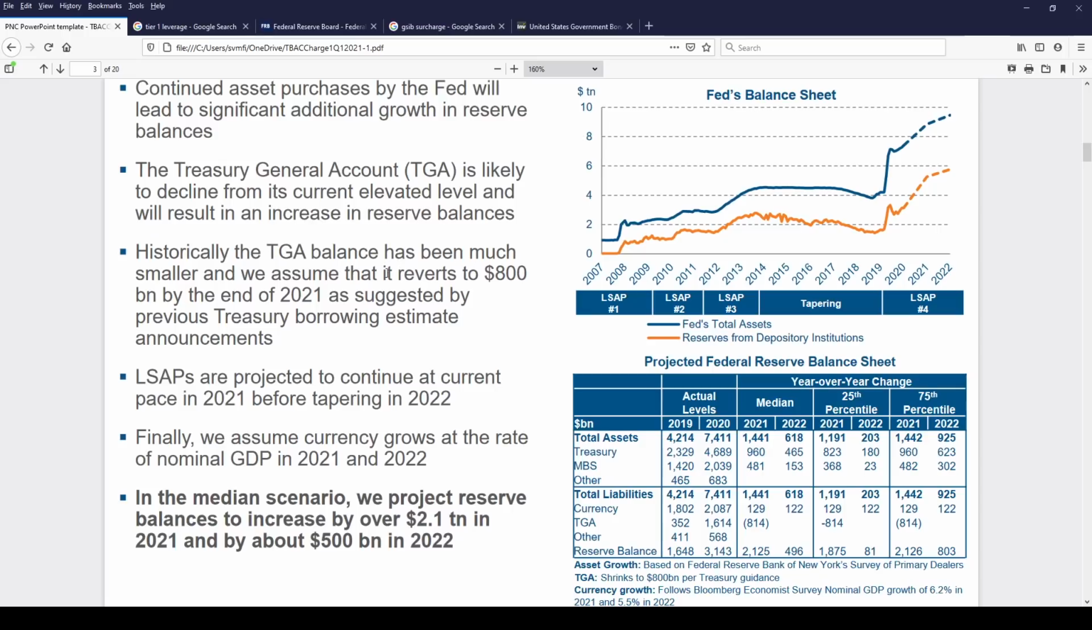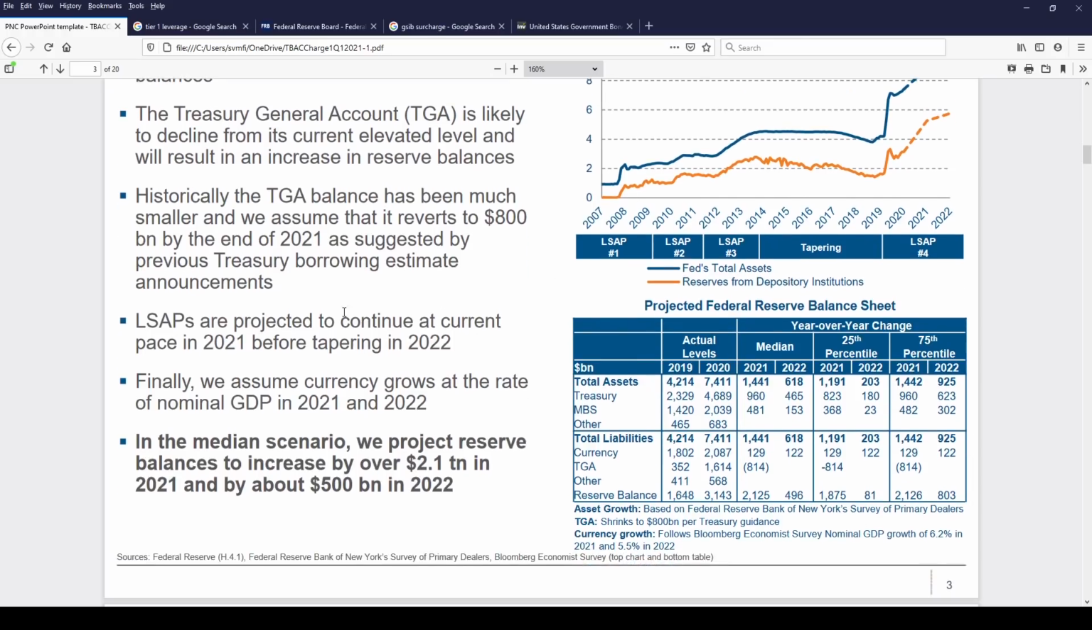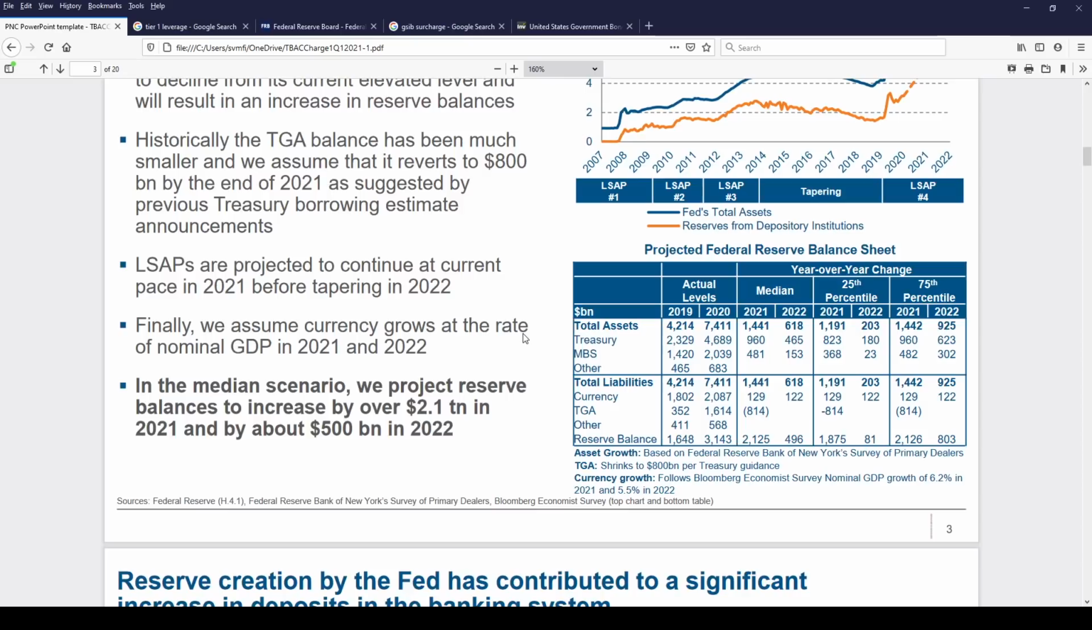Historically, the TGA balance has been much smaller, and we will assume it reverts to $800 billion by the end of 2021. It might actually be around $300 to $400 billion by summer of 2021, as suggested by previous Treasury borrowing estimate announcements. So we do know it has to decrease, and there are legal reasons it has to do that. LSAPs are projected to continue at current pace in 2021 before tapering in 2022. This is probably a fantasy by the Treasury and the Fed. Reality is LSAPs are probably not decreasing anytime soon, but they're going to be optimistic that the economy is going to start recovering in 2022 is what you're seeing here.